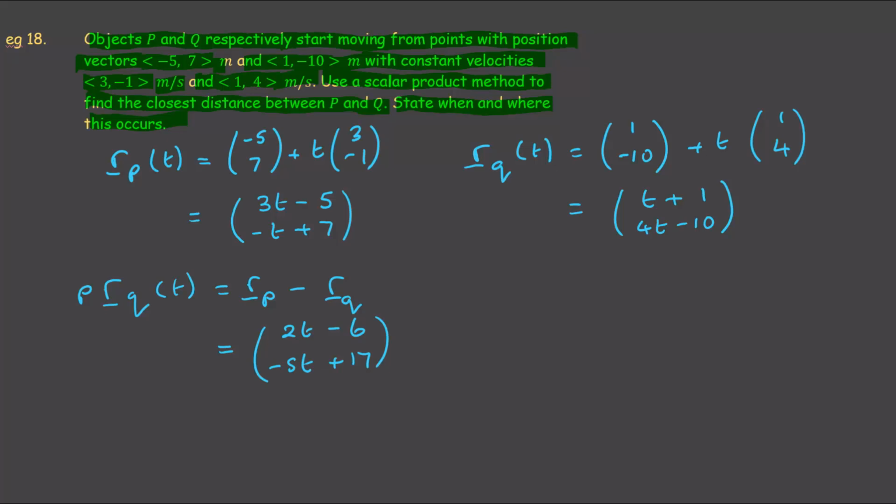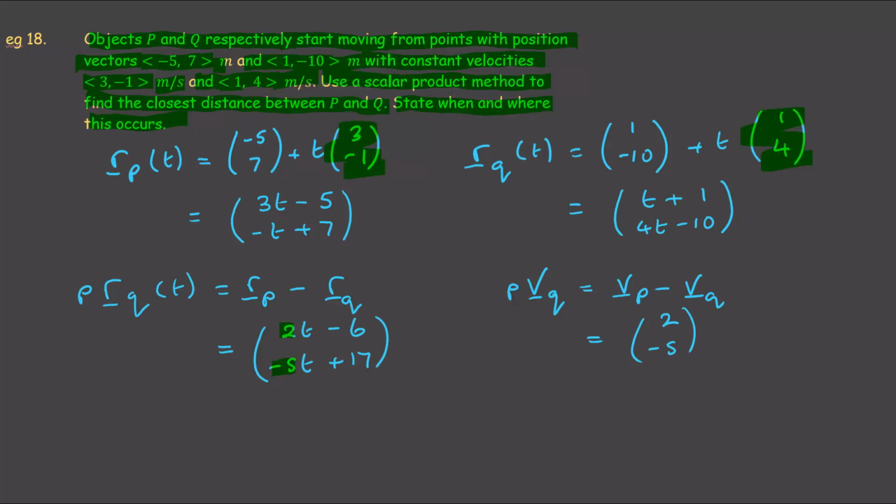Now we also need PVQ. That's the relative velocity. And we get that just by doing V of P take away V of Q. So we're only interested in the velocity parts, which are here and here. So we have 3 take away 1, which is 2, and -1 take away 4, which is -5. And you'll notice that's the coefficients of t over here. So we could have got that vector from there.